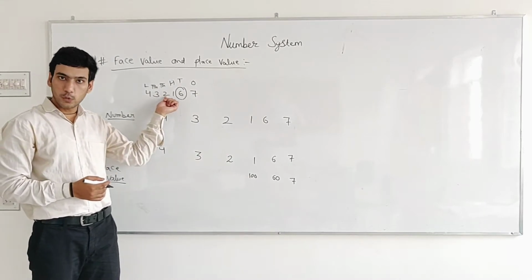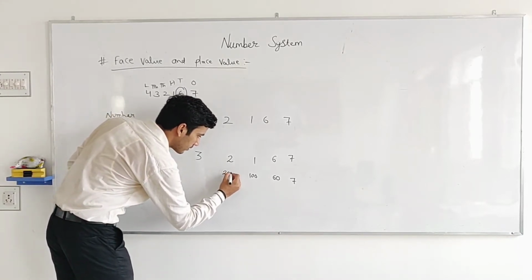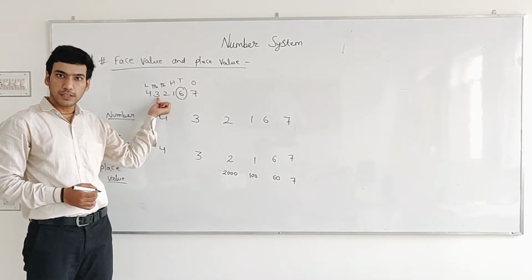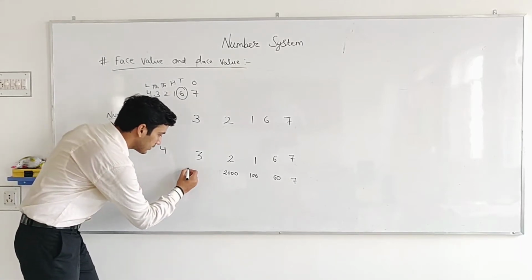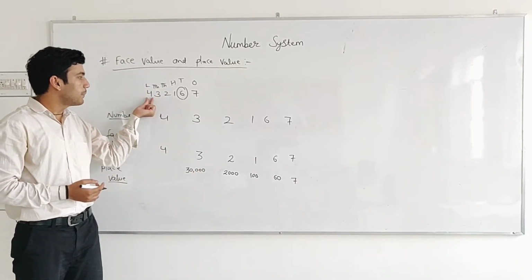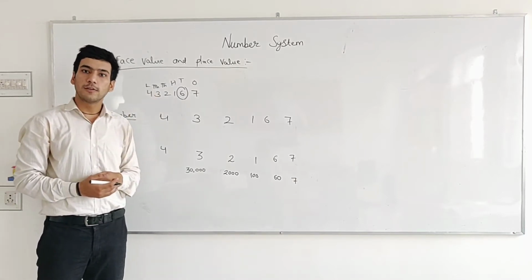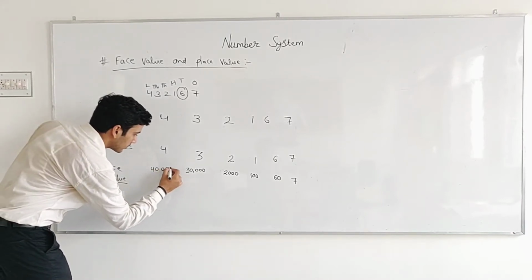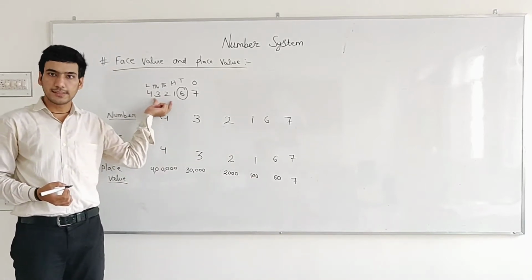Next, 2 is on the 1000's position, so its place value is 2000. Next, because 3 is on the 10,000's position, the place value of 3 is 30,000. Okay students, and the last, the place value of 4: because 4 is on the lakh position, the place value of 4 is 4 lakh. Okay students, so these are the place values of these digits.